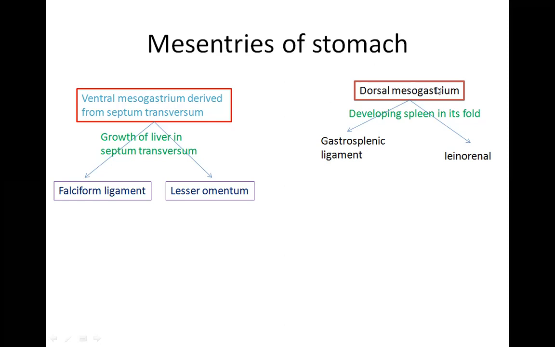Then there is the dorsal mesogastrium, in whose two folds the spleen develops. This developing spleen will divide the dorsal mesogastrium into two parts. One is the gastrosplenic ligament, which intervenes between the spleen and the developing stomach, and the other is the lienorenal ligament, which intervenes between the posterior body wall or the kidney and the spleen.